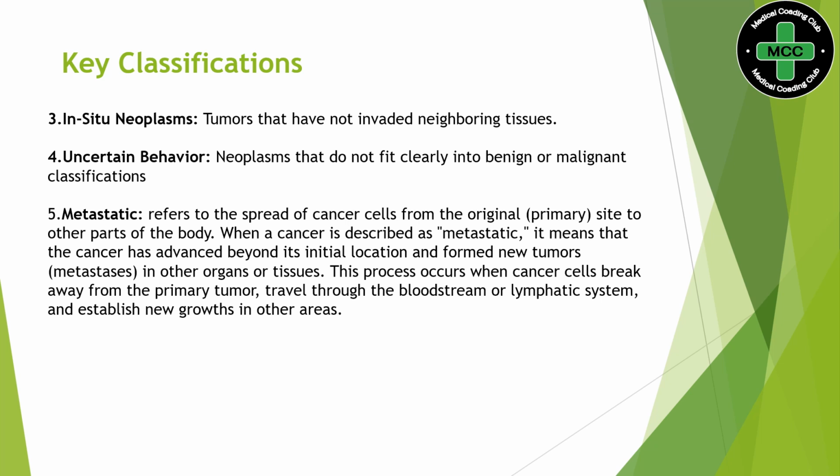When cancer is described as metastatic, it means that cancer has already advanced beyond its initial location and formed new tumors, which is called metastasis. So how does it travel? From the initial site to a secondary site, it can travel through the bloodstream or lymphatic system and establish new growth in other areas. So these are the classifications of neoplasm.